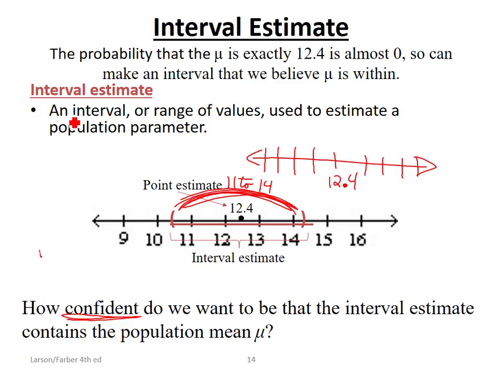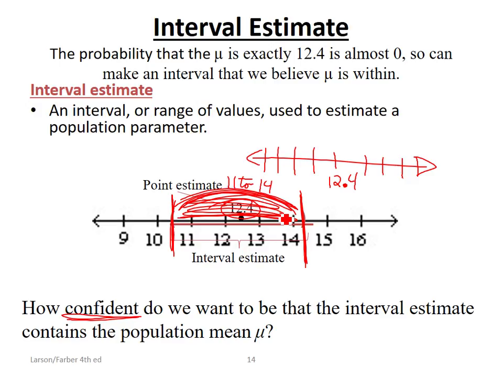So what we're gonna do is we're gonna have this 12.4, that's our point estimate, that's gonna go right in the middle. And then we're gonna find some number down here, some number up here, and we're gonna say, hey, we're 95% confident that the mean of the population is gonna fall in there somewhere, every single time.